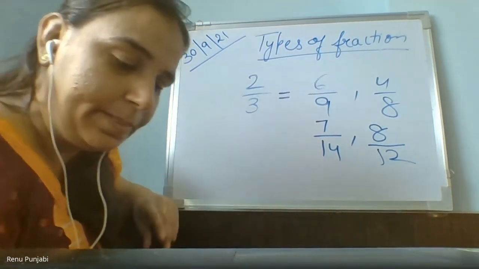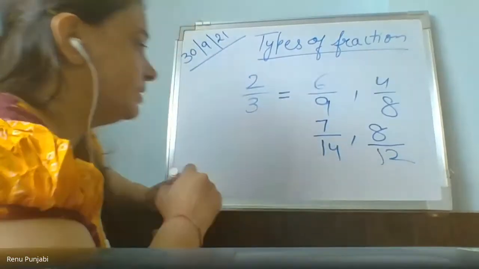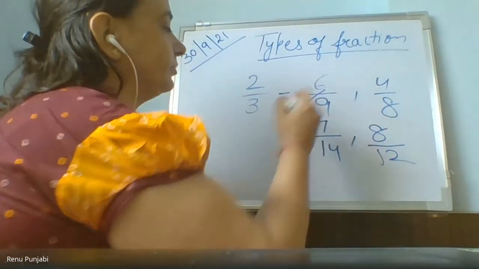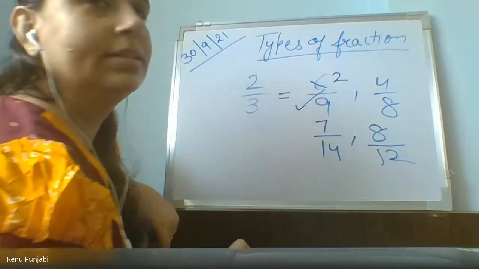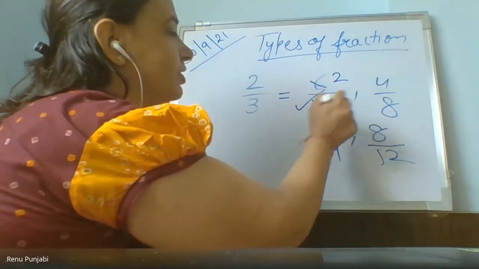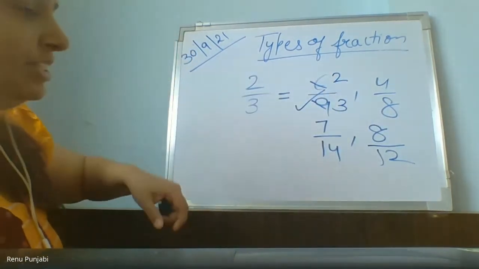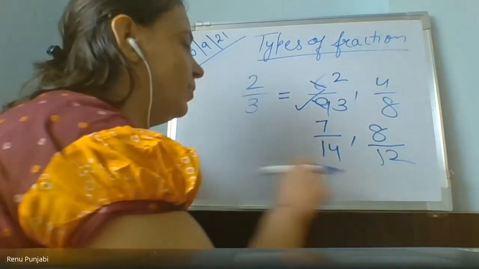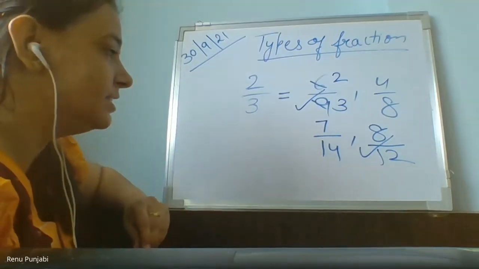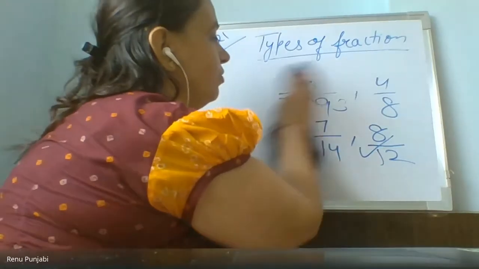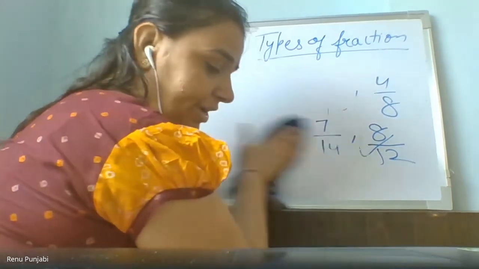Ma'am, 6 upon 9. Yes, 6 upon 9. 2 threes are 6 and 3 threes are 9. So it is 2 upon 3. Any other fraction which is similar to 2 upon 3? 8 upon 12. Yes, ma'am, 8 upon 12. Got it, students? Yes, ma'am. How to find the equivalent fractions? Now go to the next type of fraction.